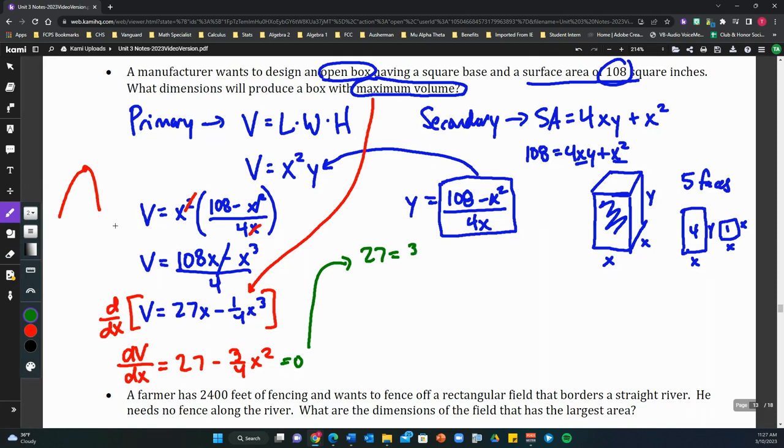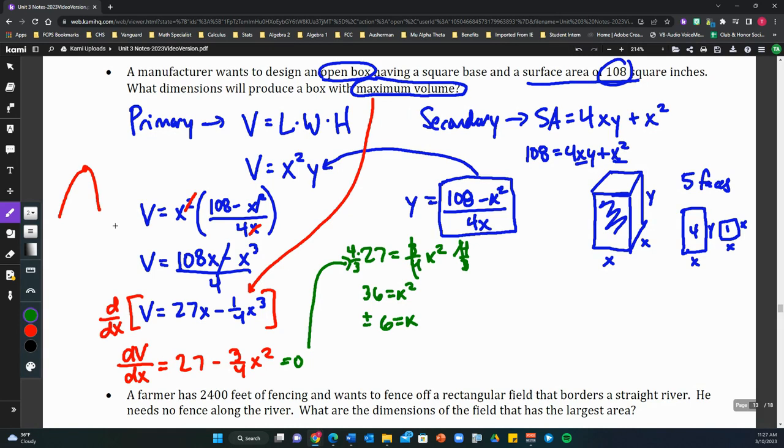27 equals 3/4 of x squared. I'm going to multiply both sides by 4/3 to get rid of that coefficient. 27 divided by 3 is 9, times 4 is 36. So 36 equals x squared, or x equals plus or minus 6.